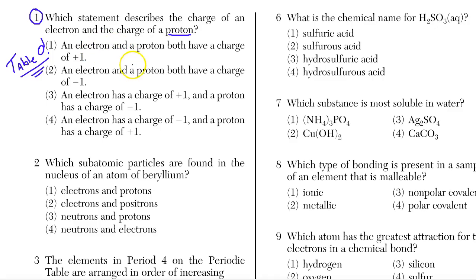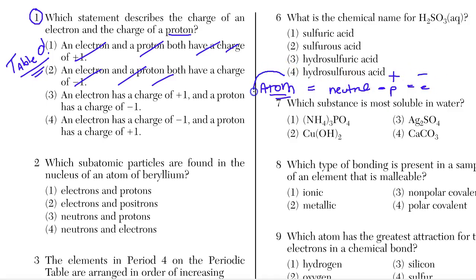An electron and a proton both have a charge of +1. Of course not. Electron and proton both have a charge of -1. No. The reason why 1 and 2 really don't work is because when you say the word atom, I want you to say neutral. Atoms always equal neutral. Why? The protons equal the electrons. And if the protons are positive, electrons must be negative, because atom means a neutral particle. They have to cancel themselves out.